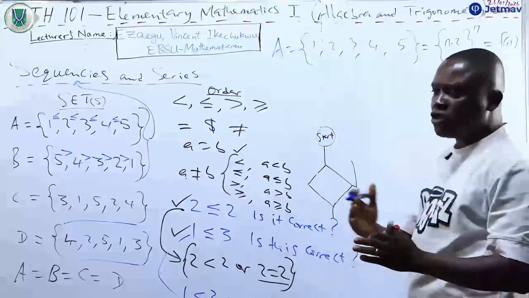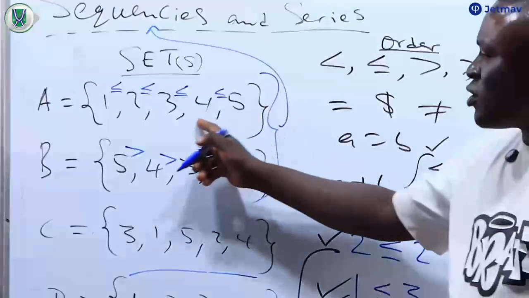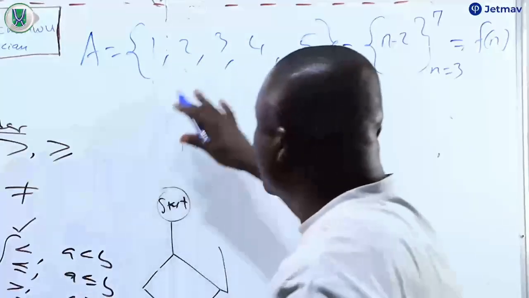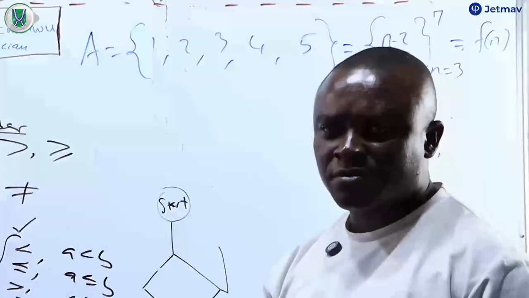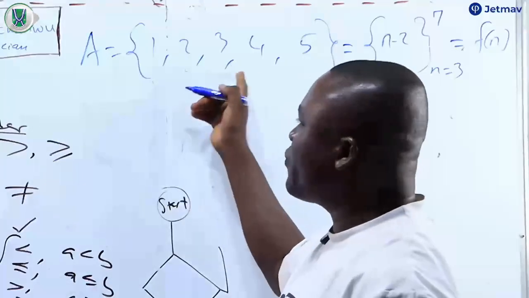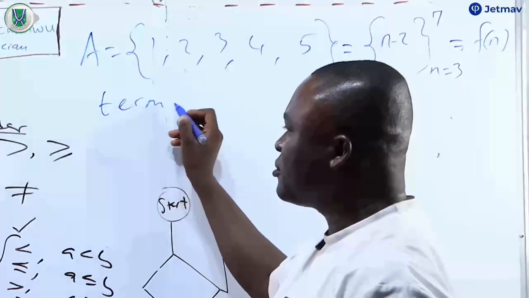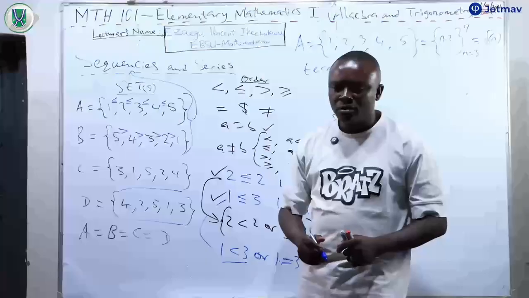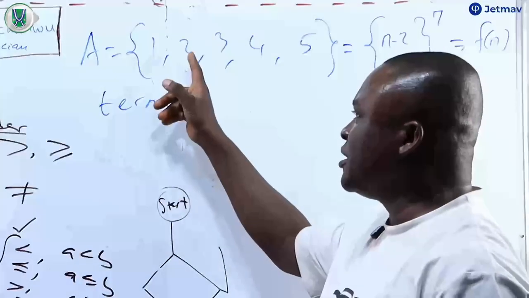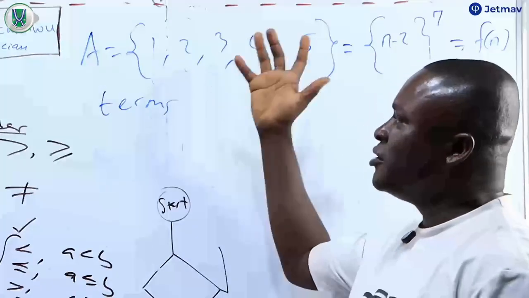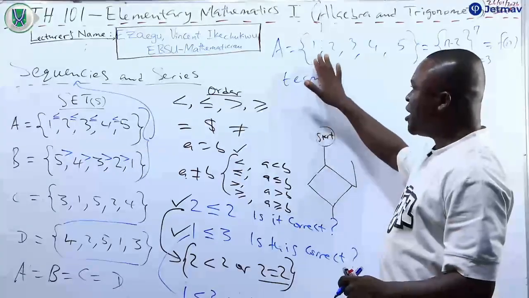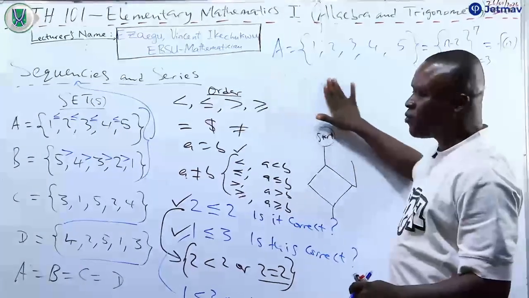So I have been mixing up some terminologies. Members of a set are called elements of the set, but members of a sequence are called terms of the sequence. So now I will be using the word terms. This is a term, this is a term, this is a term. So far, I am now denoting this as a sequence, not as a set. So instead of using elements, I'll be calling them terms of the sequence. Okay.